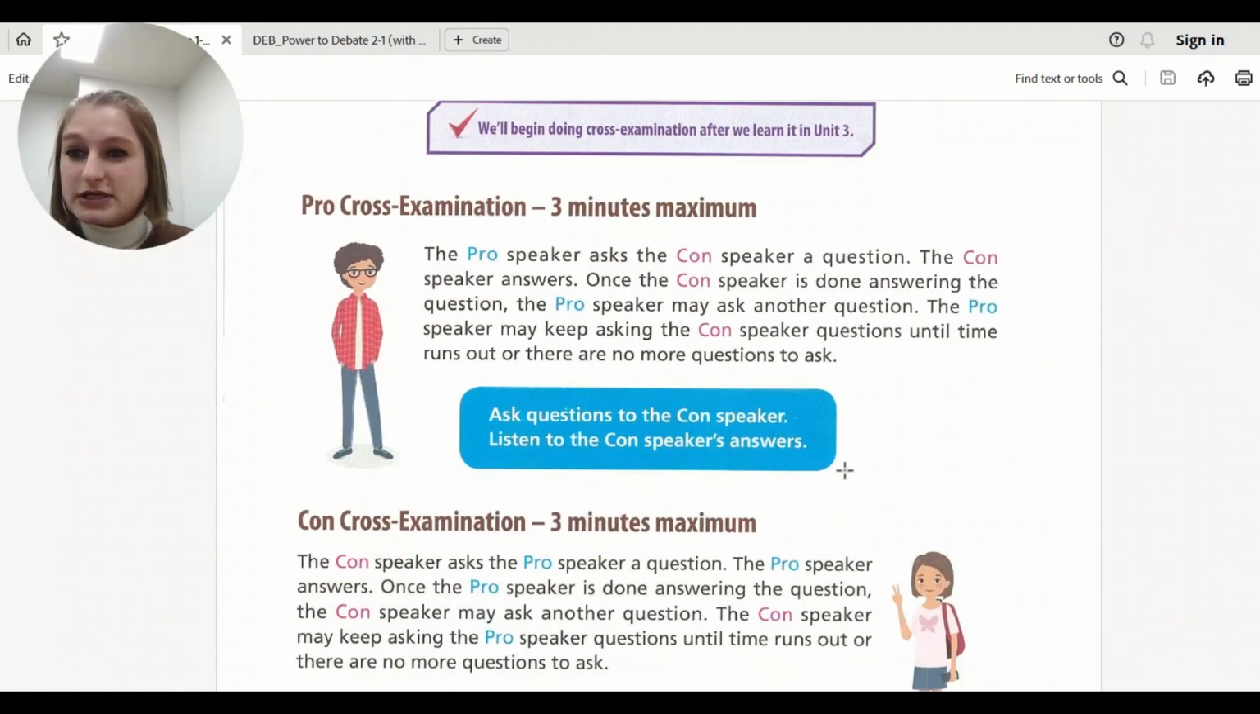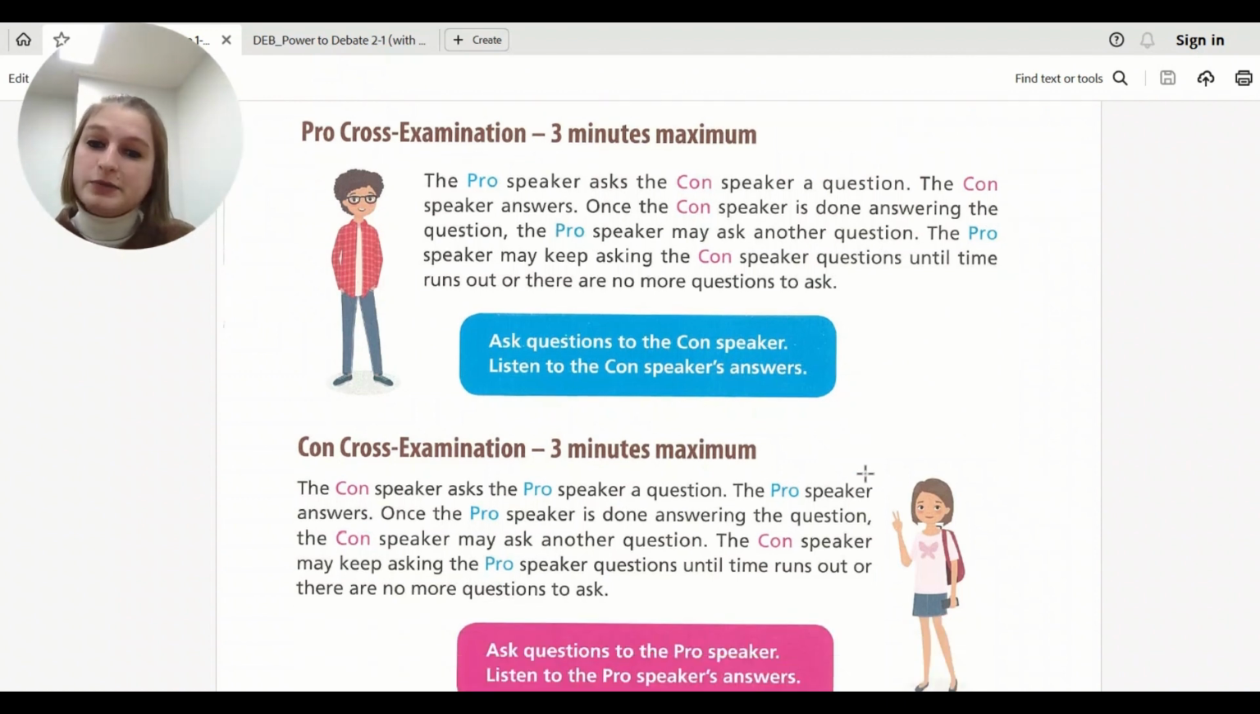And cross examination questions are questions that come up. Maybe you're confused. Maybe you need something repeated or said slower. So it'll start with the pro speaker asking the con speaker a question that they have prepared ahead of time. The con speaker will answer. Once the con speaker is done answering the question, the pro speaker may ask another, and they can keep asking questions until the time runs out or they just have no more questions to ask.